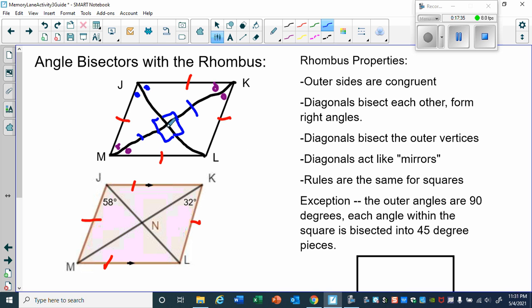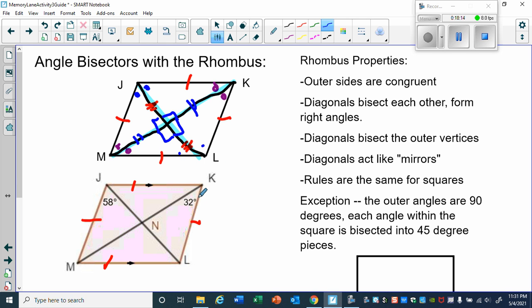So even though M to the center, and then the center to K is the same, J to the center will be a little different than from the center to L. And again, your diagonals act like mirrors. There's a mirror from M to K, and then J to L. That's also going to be a mirror. And we can do an example here.